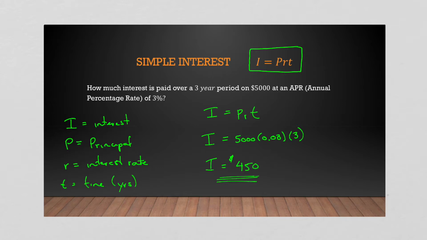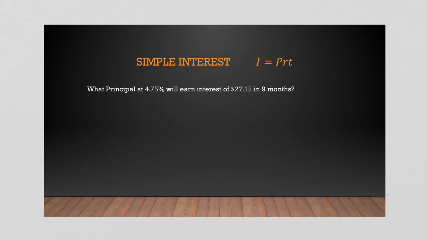Now, if you owe, interest can suck. And that's why I say simple interest and compound interest can have perks and cons. So what principal, now here's a work backwards scenario, okay? What principal at 4.75% will earn $27.15 in interest? Now here's something to look out for. 9 months. Remember, time is in years. Well, what's 9 months with respect to years? Well, 9 months out of a possible 12 months, that would be 3/4 of a year. Okay, so that's the first thing to look out for.